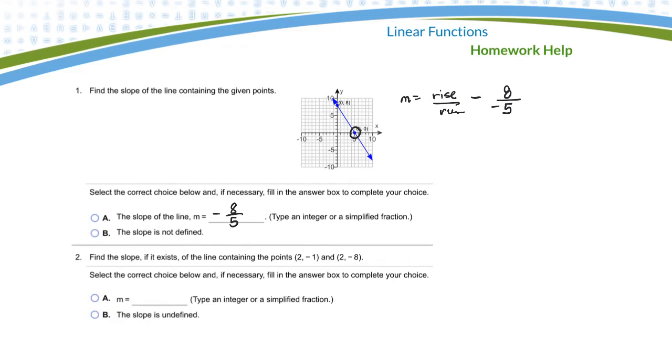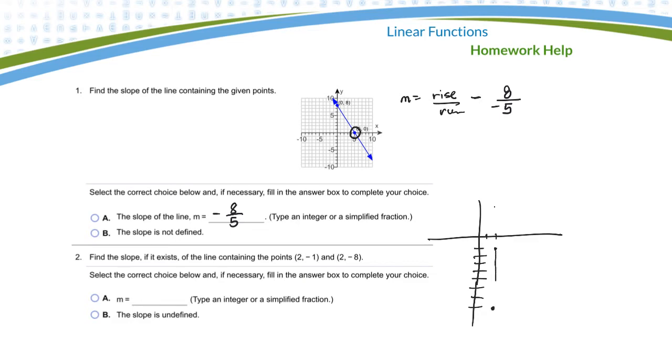Then in question number 2, they ask to find the slope between those 2 points. Let me just graph those. So 1, 2, and negative 1 right there. And then 2 and negative 8. 2, 3, 4, 6, 7, 8 right there. And they want us to find the slope between that.